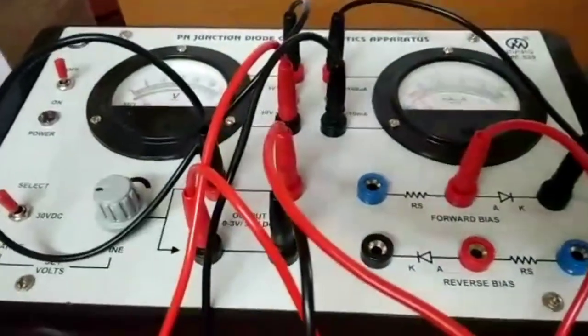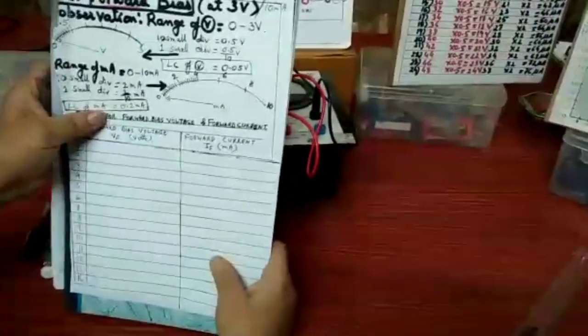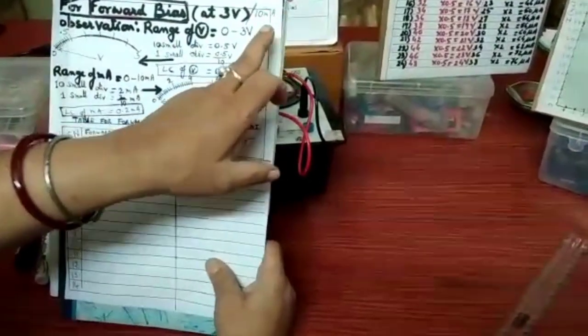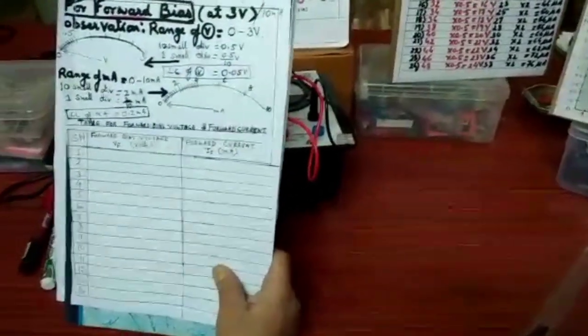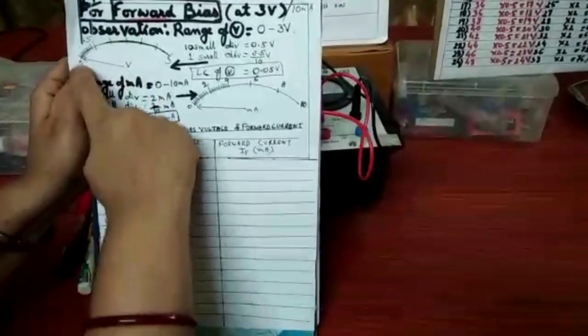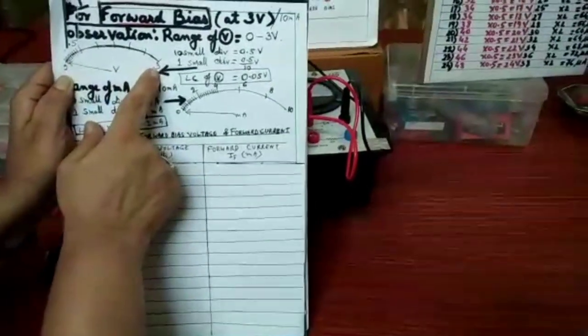But before taking the reading, I have to prepare my observation table. For forward bias, I am working at 3 volts, and a 10 milliampere meter I am using in series. So here in the observation table you can see the voltmeter of the range 0 to 3.